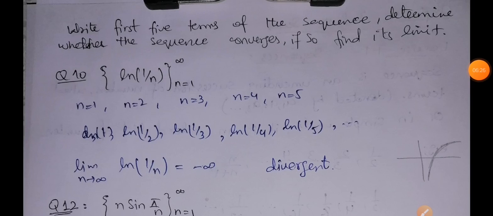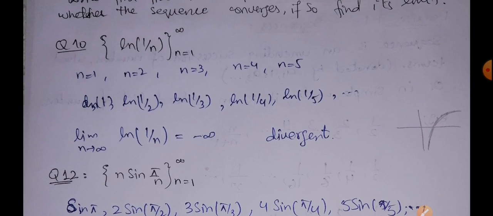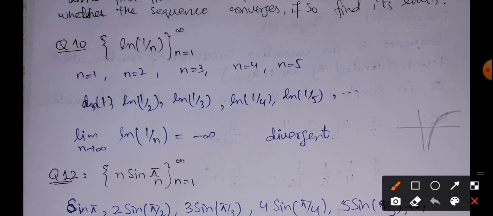Now in the next questions, we have to write down the first 5 terms of the sequence and determine whether the sequence is convergent or divergent, and in case of a convergent sequence we have to find the limit. So here we have question number 10, the sequence ln of 1 by n, with n varying from 1 to infinity. We are going to write down the first 5 terms of the sequence. That is, we have to put n as 1, 2, 3, 4, 5 and so on.